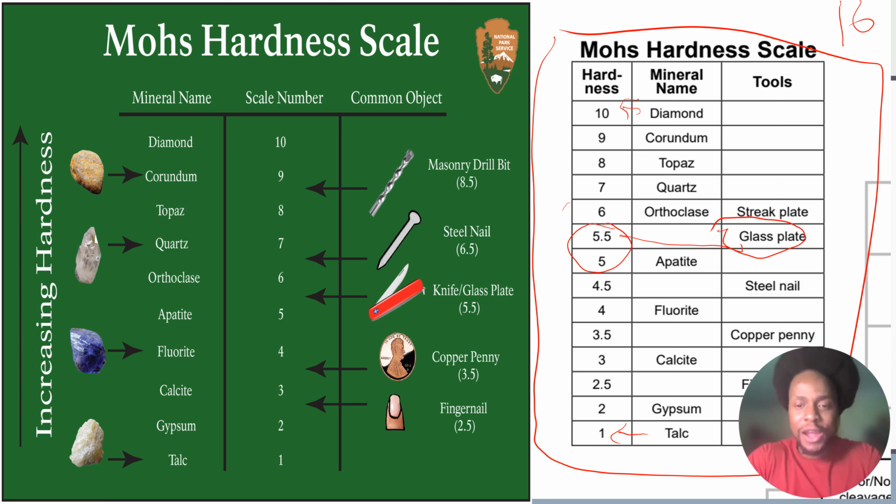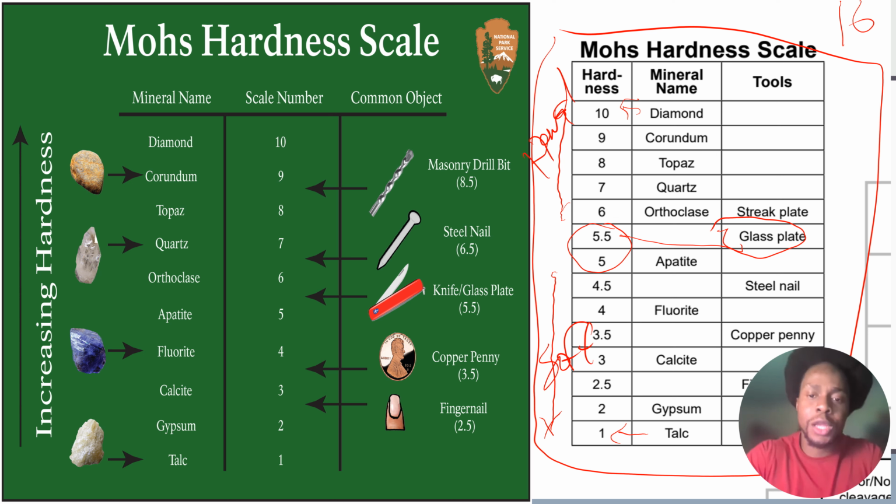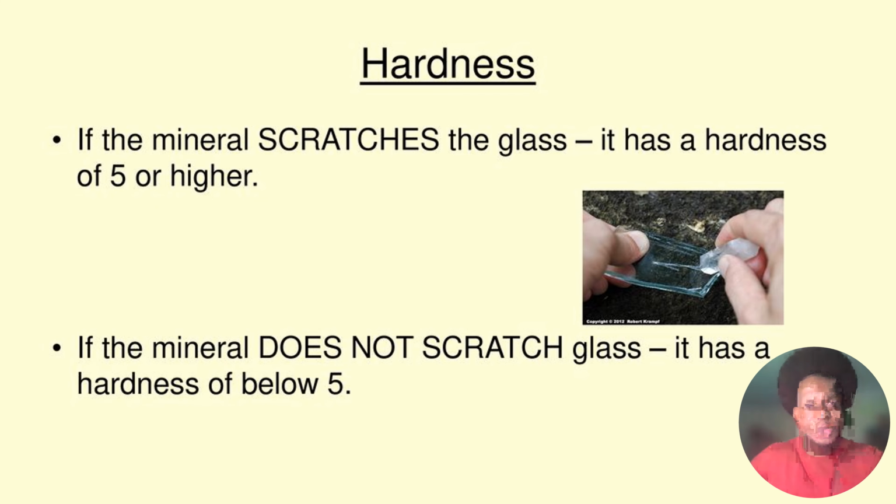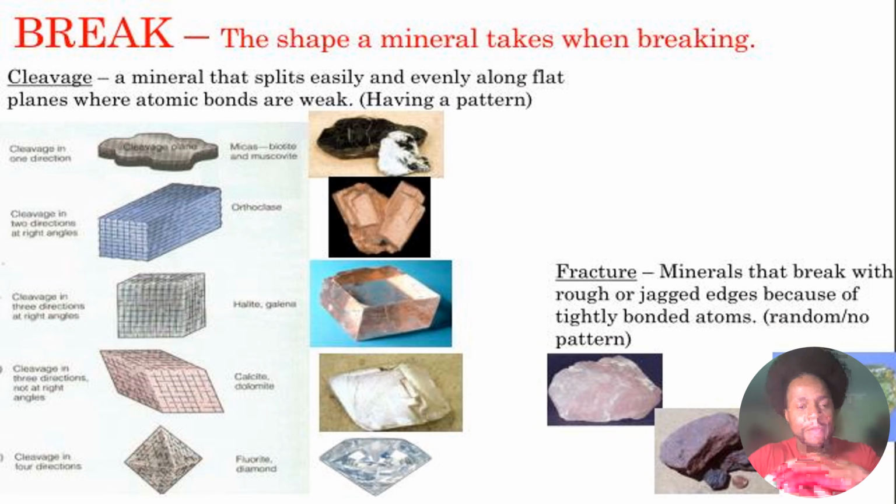So if the mineral scratches the glass, it means that mineral is hard, which means the hardness number will be 6 and above all the way to 10. If the mineral does not scratch the glass, it means that mineral is soft, which means the hardness of that mineral will be below 5. So all of this will be soft and all of this will be considered hard minerals. So again, hardness is you scratch it against the glass. If it scratches it, it has a hardness higher than 5. If it does not scratch it, it has a hardness less than 5.